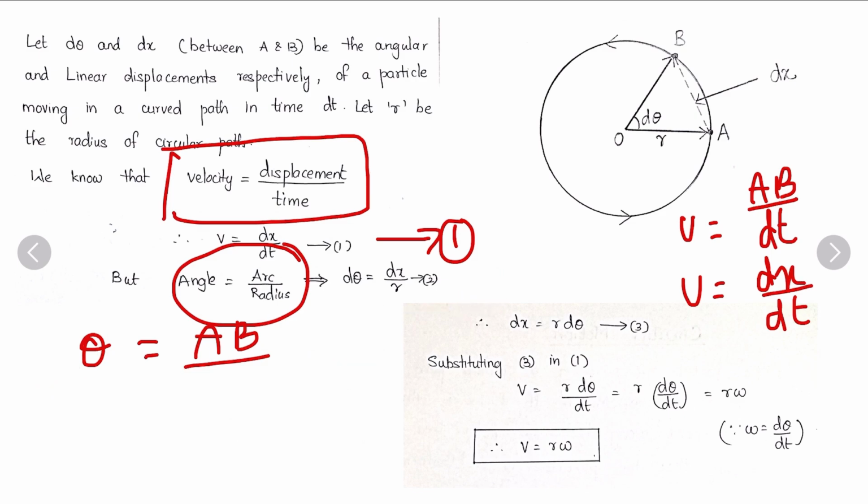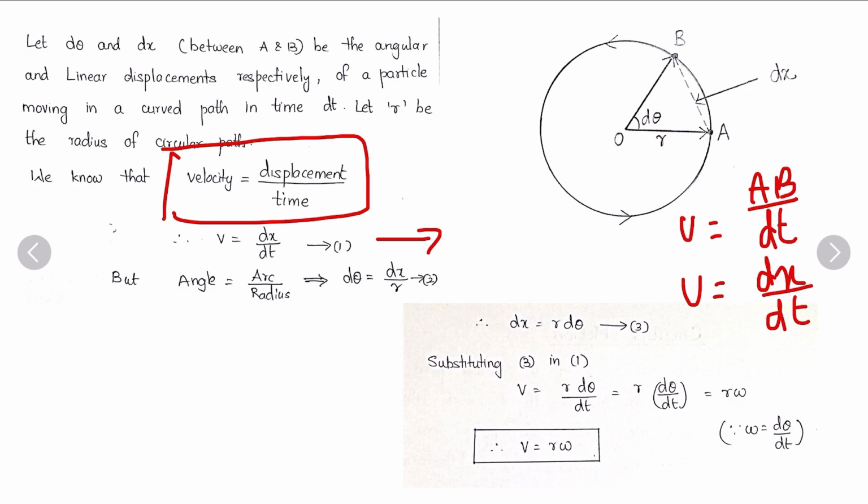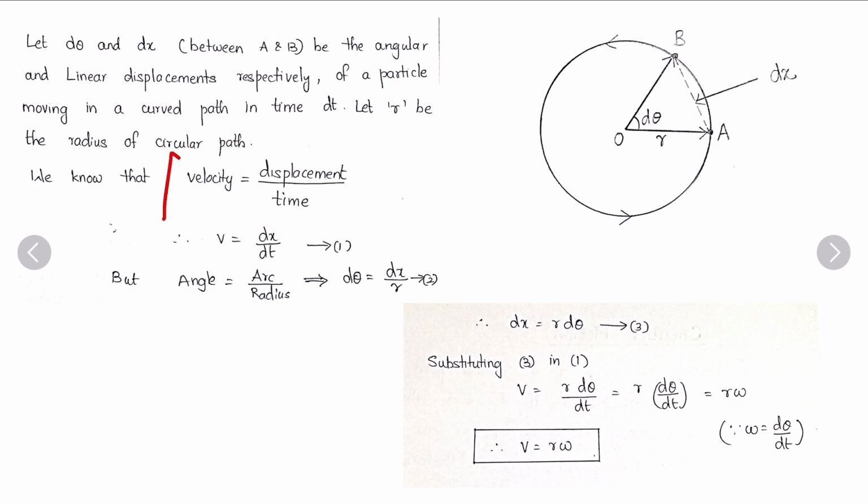So now we have seen equations 1 and 2. Equation 1 is V is equal to dx by dt. Equation 2 is d theta is equal to dx by r. Therefore, from cross multiplication, dx is equal to r d theta. From here you get dx is equal to r d theta.